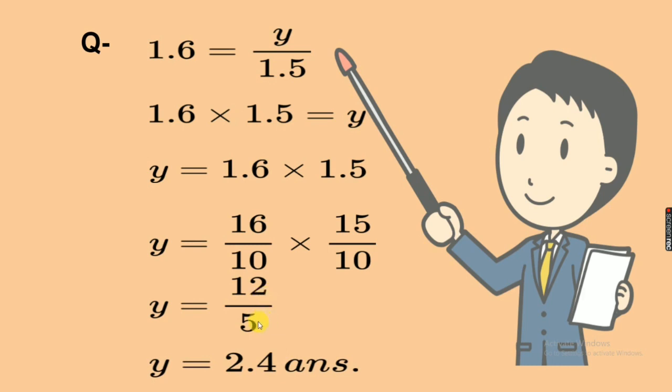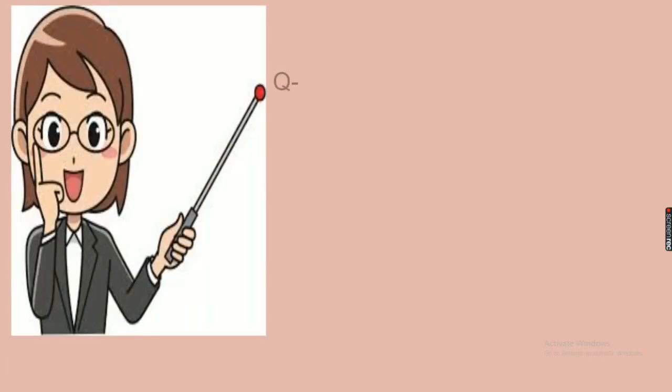If we again convert it into decimals, 5 2s are 10, remainder 2, decimal goes, 0 comes behind, then 5 4s are 20. So we got the value of y, that is equal to 2.4, which is the required answer.